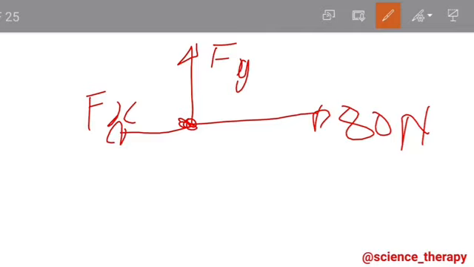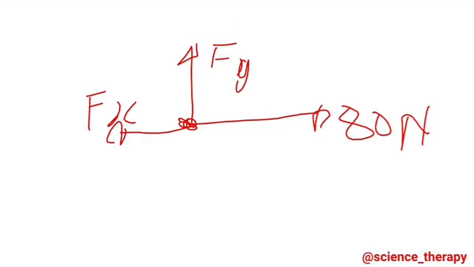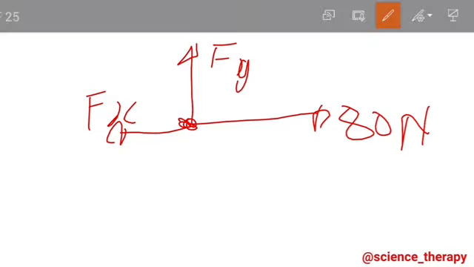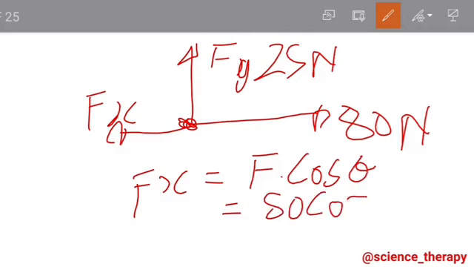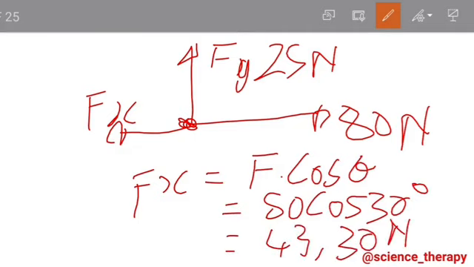Now we need to calculate the horizontal component. The vertical component, we have calculated it to be 25 newtons. Now we're only left with the horizontal component. For the horizontal component, you'll remember I said Fx is equal to F cos theta. So you have your 50 cos 30 degrees. That will give you 43.30 Newton. Then you just plug it here.